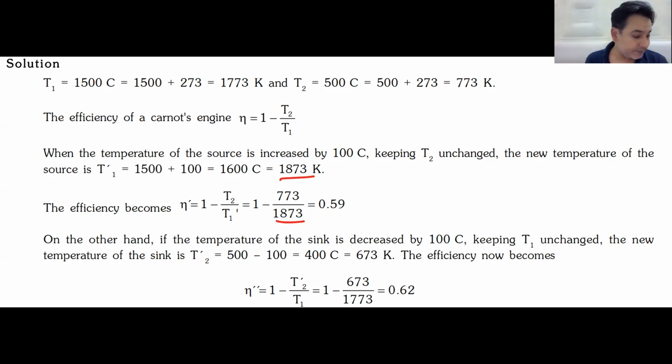Then you find out this. It is coming as 0.59. Yes, sir. Then you decrease the other one. When you decrease the other one, you find it has become 1.62. So decreasing the sink temperature would affect it more. Yes or no? Yes, sir.